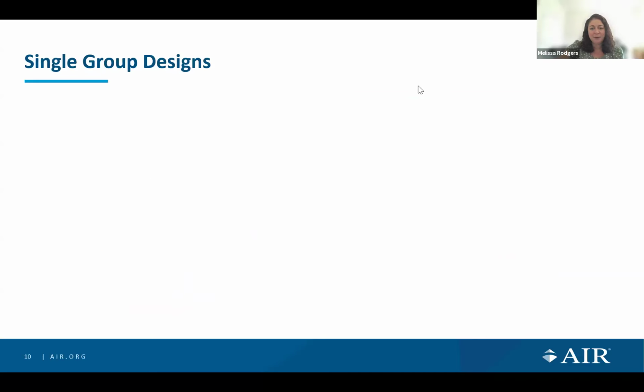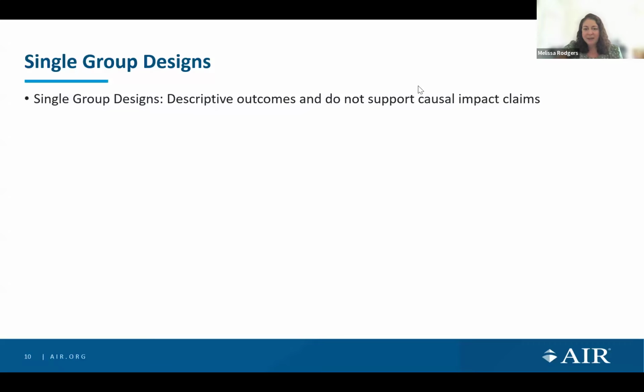So in terms of single group designs, these designs examine outcomes for one group measured at 1 or more time points. They're often the only feasible option in small projects or settings where comparison groups can't be created. Their strength is describing the patterns of change, not establishing whether or not the project caused that change.